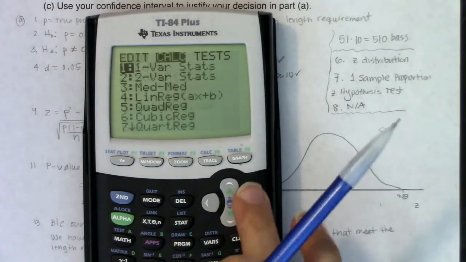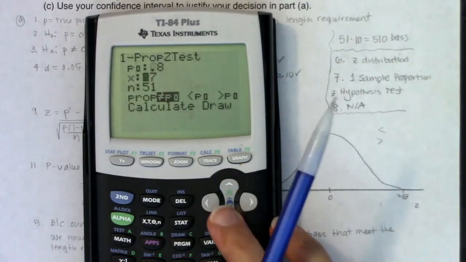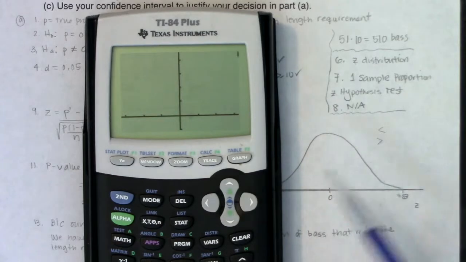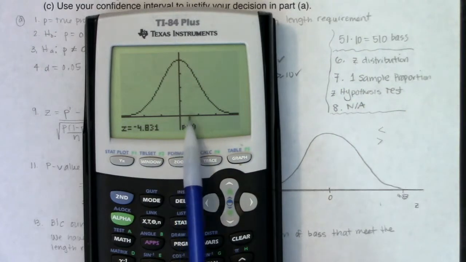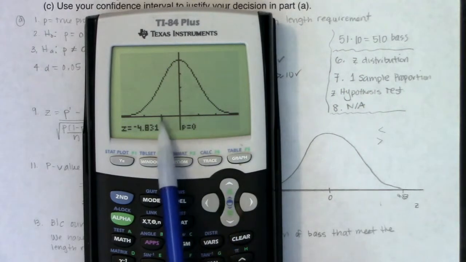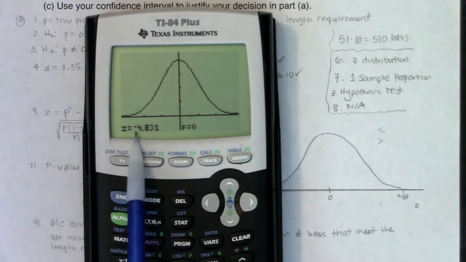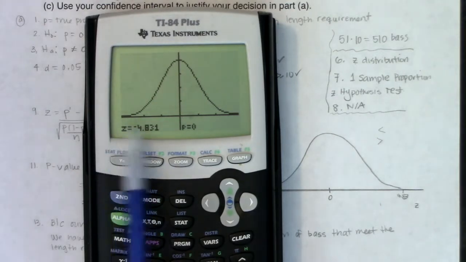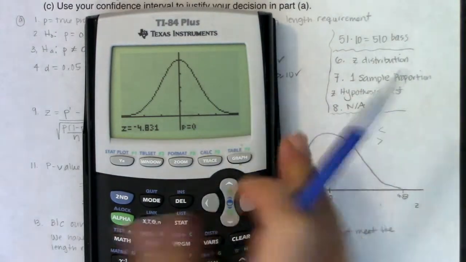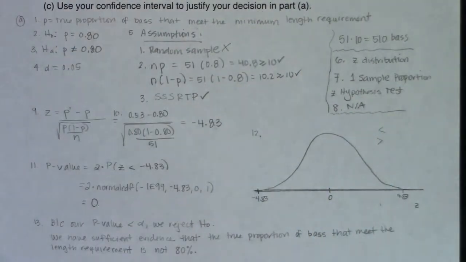I could also have gone through this and asked my calculator to draw this for me, and you're gonna see it draw, wait for it, it's gonna take it a little while. There's the standard normal curve, centered at 0, standard deviation 1, 2, 3, right? Negative 1, 2, 3. You can't even see negative 4.83 because it's so far off to the left here, but there is some symmetry happening, and we've got our p-value is basically 0, okay? So again, I think the owners are lying, okay.